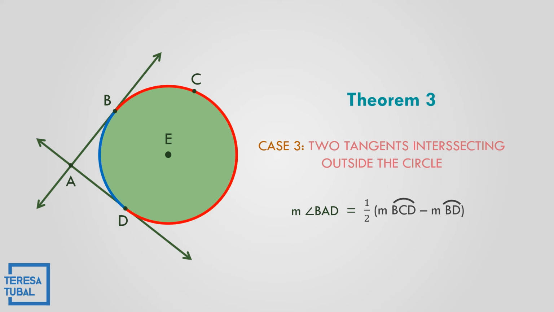In case number 3, two tangents intersecting outside the circle. The two tangents are line AB and line AD. So the measure of the angle BAD is equal to 1/2 the measure of the arc BCD minus the measure of the arc BD.